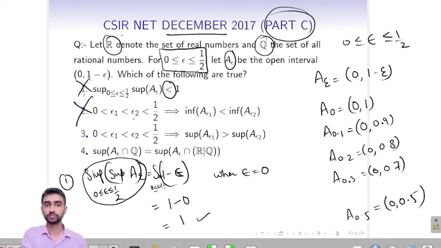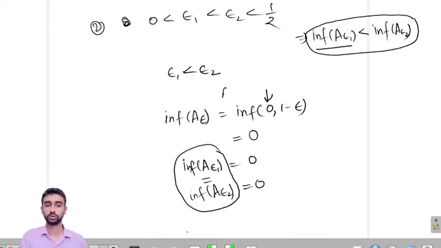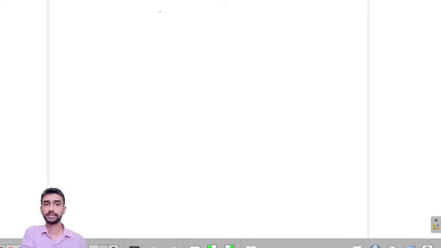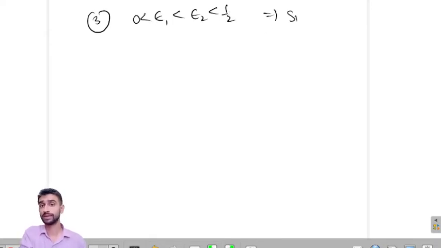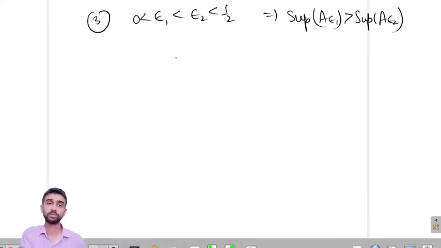In the third option, it is saying if epsilon 1 is less than epsilon 2 again, then the supremum of A epsilon 1 will be greater than supremum of A epsilon 2. So another page. Okay, he's saying option 3, if epsilon 1 is less than epsilon 2 and both of them belong to the range 0 to 1 by 2, then it should imply that the supremum of A epsilon 1 should be greater than supremum of A epsilon 2. And this we will check.